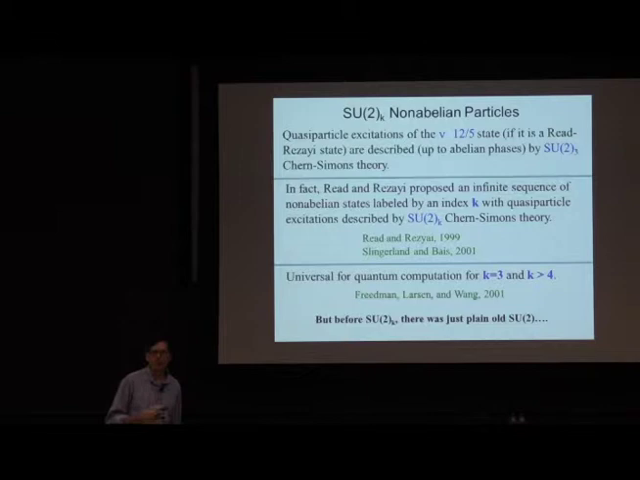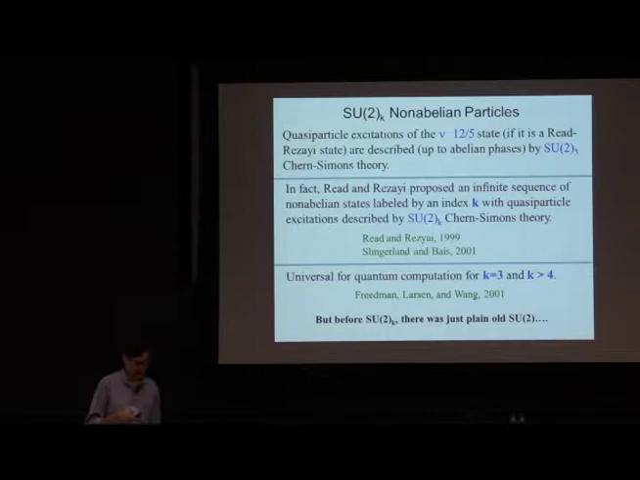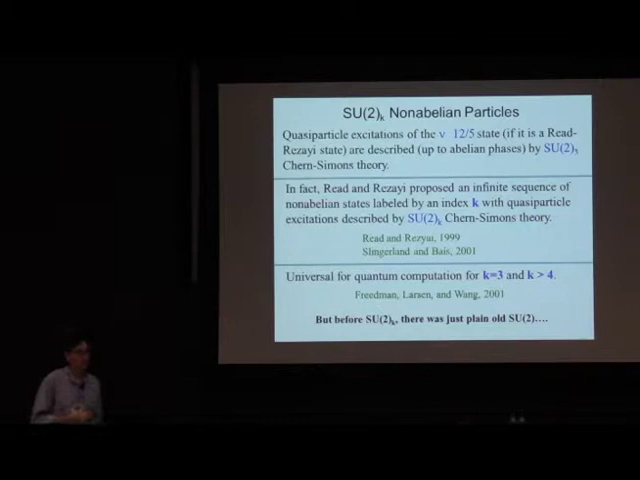And in fact, Read and Rezayi proposed an infinite sequence of fractional quantum Hall states labeled by an index k, where one could get arbitrary SU(2) level k Chern-Simons theory. The k equals 2 version of this wave function was the Moore-Read state. So k equals 2, SU(2) level 2, is essentially the non-abelian statistics of Ising anyons. So this family, SU(2) level k, includes Ising anyons and Fibonacci anyons and an infinite number of other possible non-abelian anyons.